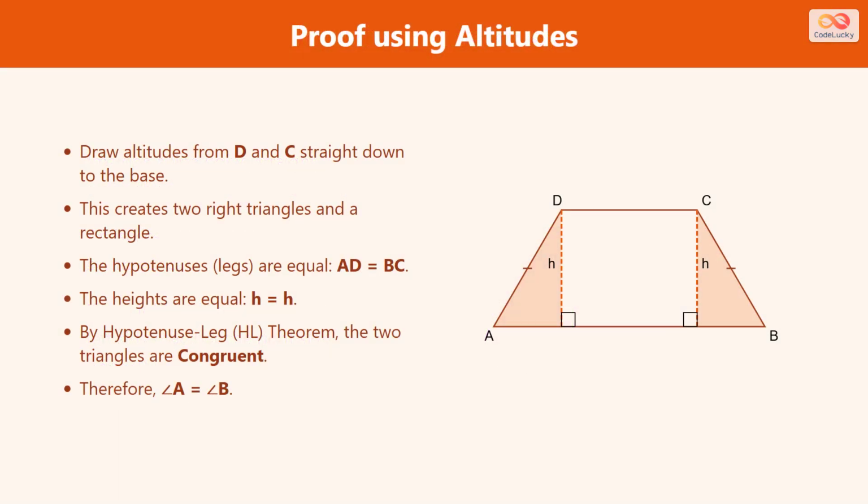We can prove this mathematically by drawing altitudes, or height lines, from the top corners down to the base. This creates two right-angled triangles on the sides. Since the hypotenuses are the congruent legs and the heights are the same, these two triangles are congruent. Therefore, the corresponding base angles must be equal.